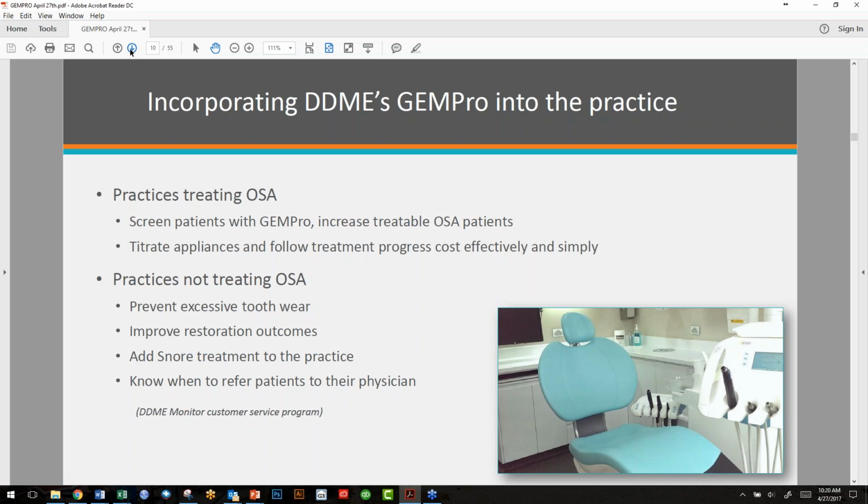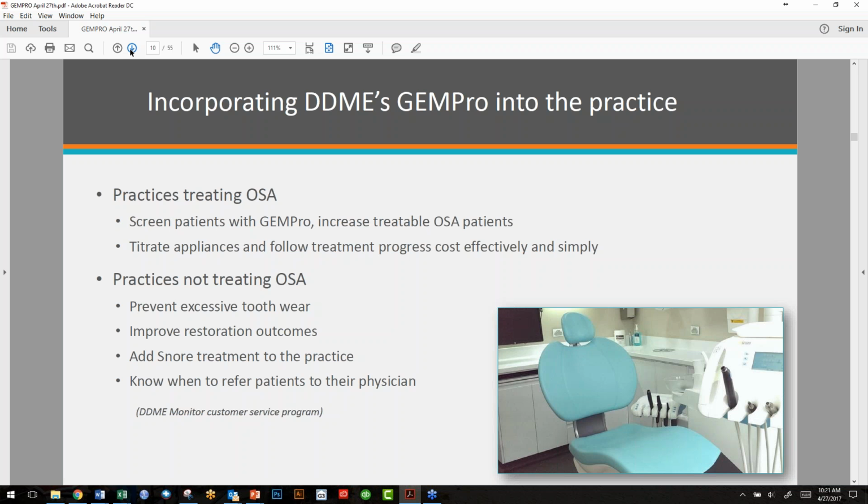Okay, so the second category, practices not treating OSA. Prevent excessive tooth wear. So what do we mean by that? Find out why the tooth wear is happening. If you learn that tooth wear is secondary to airway, you can decide what you're going to do with your airway-related patient. Refer them out. Get them to a sleep lab. Send them to a dentist that does treat OSA. And then we have a product that kind of buys you some time there, and I'll talk about that in a second. Improve restoration outcomes.